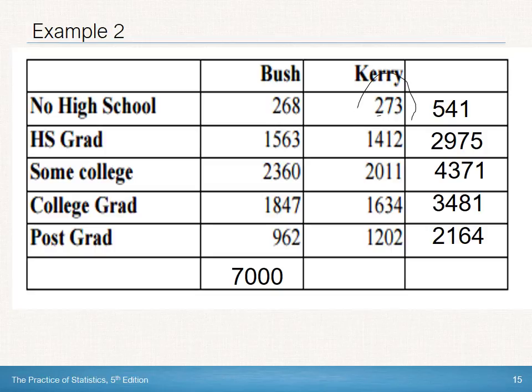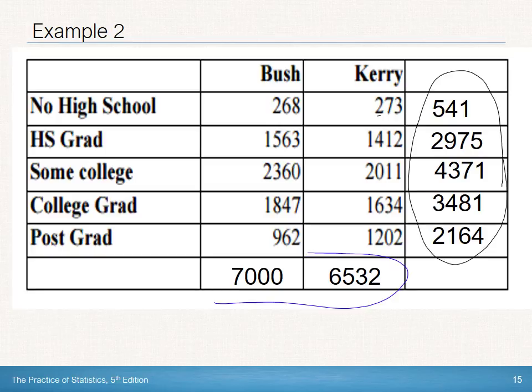And we do exactly the same for all of the Kerry voters, and we should get a total of 6,532. Now, for your table total, you can either add up all of these, or you can add up all of these. It doesn't matter. Obviously, the bottom two are going to be the fastest ones to add up. But here's the thing. To double check your numbers, I always add up both the column and the row.